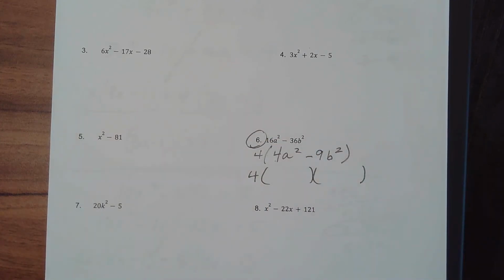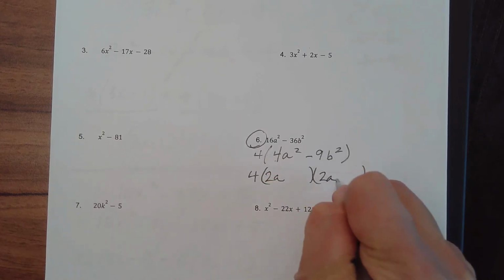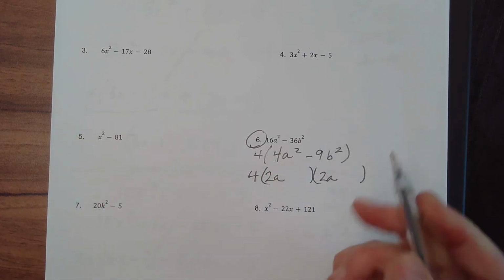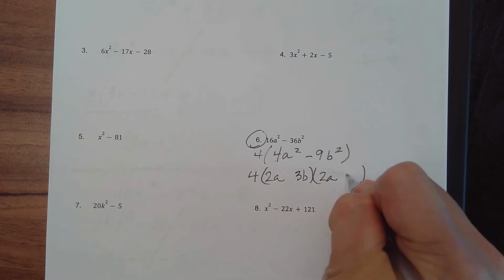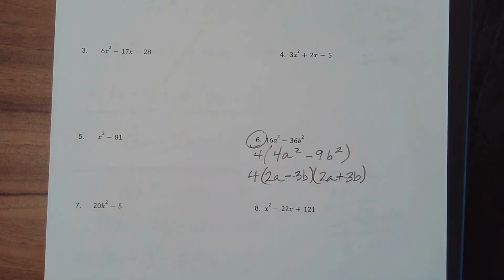Don't forget to carry along the 4. Square root of 4a squared is 2a. The square root of 9b squared is 3b. Make one parenthesis negative, one parenthesis positive. Done.